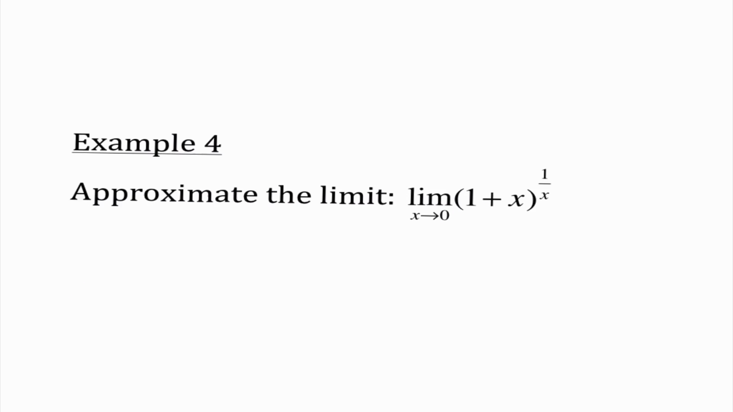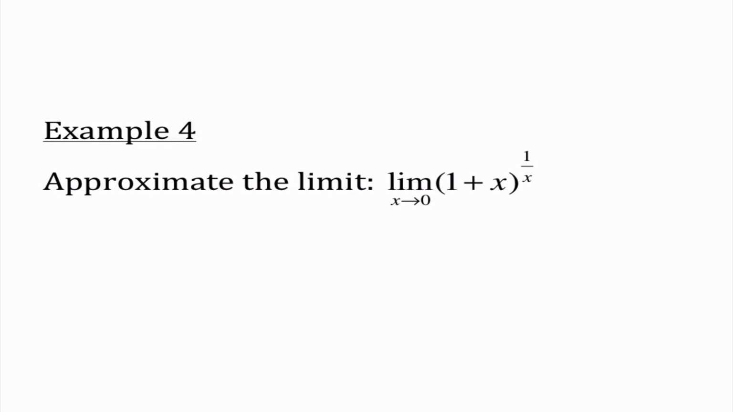Okay, so we need to approximate the limit as x approaches 0 of 1 plus x to the 1 over x power. So if I use direct substitution, I get 1 plus 0 to the 1 over 0 power. And let's be honest, that just makes me sad. Okay, that looks like a mess. So when in doubt, if algebra is not helping me out, I'm going to go ahead and use my calculator. Do you guys like my rhyme there? Okay, anyways, back to the calculator.